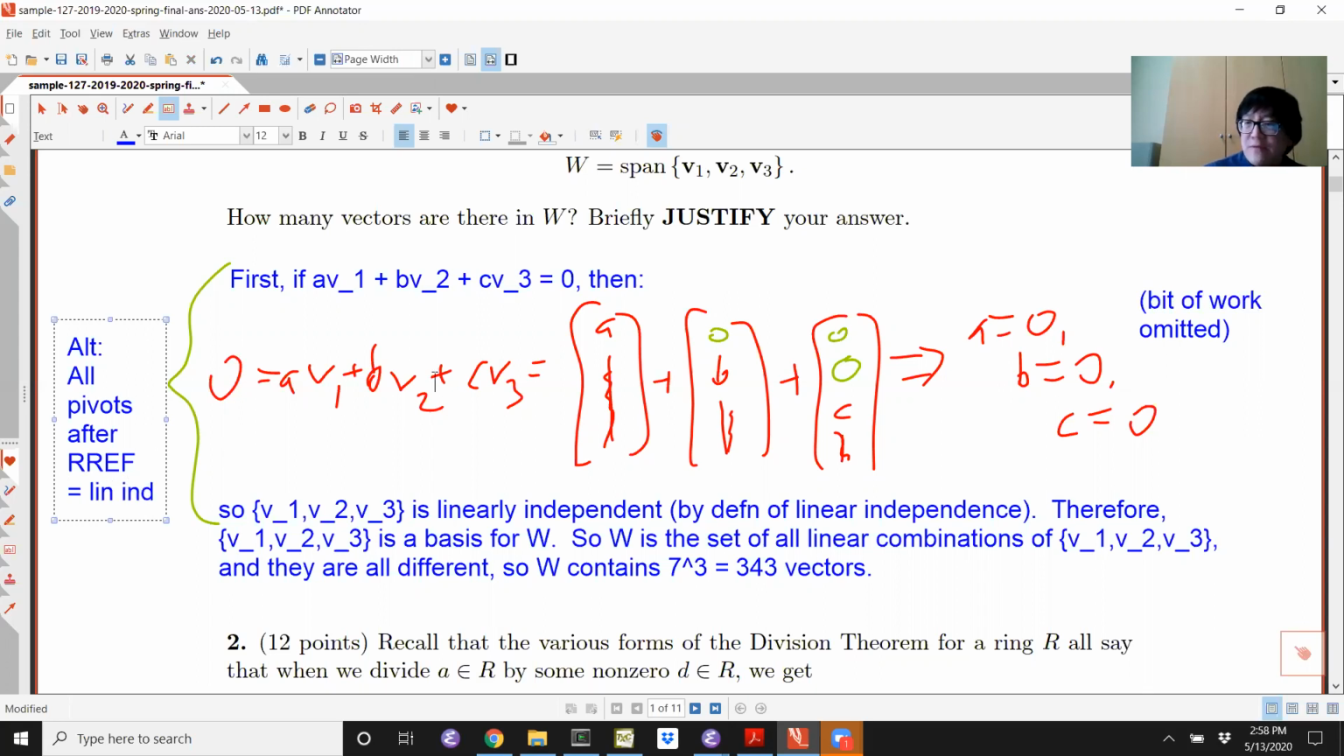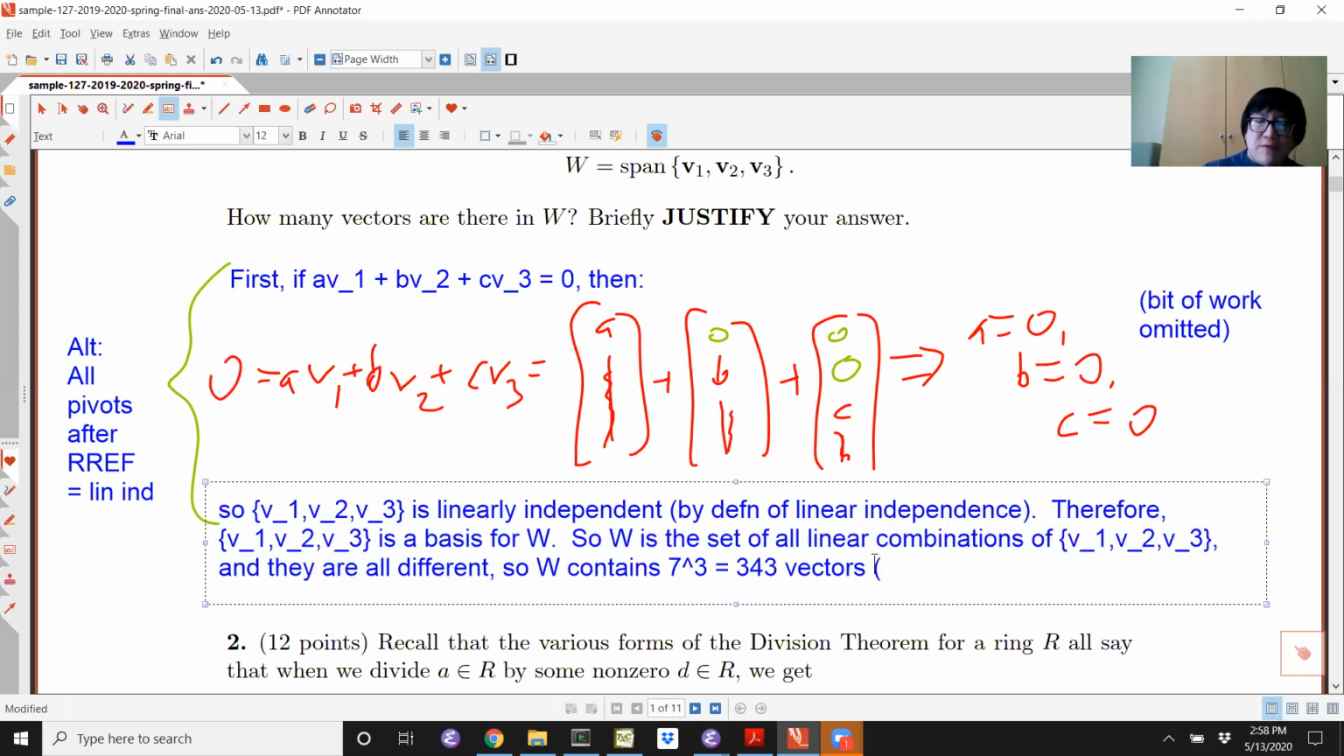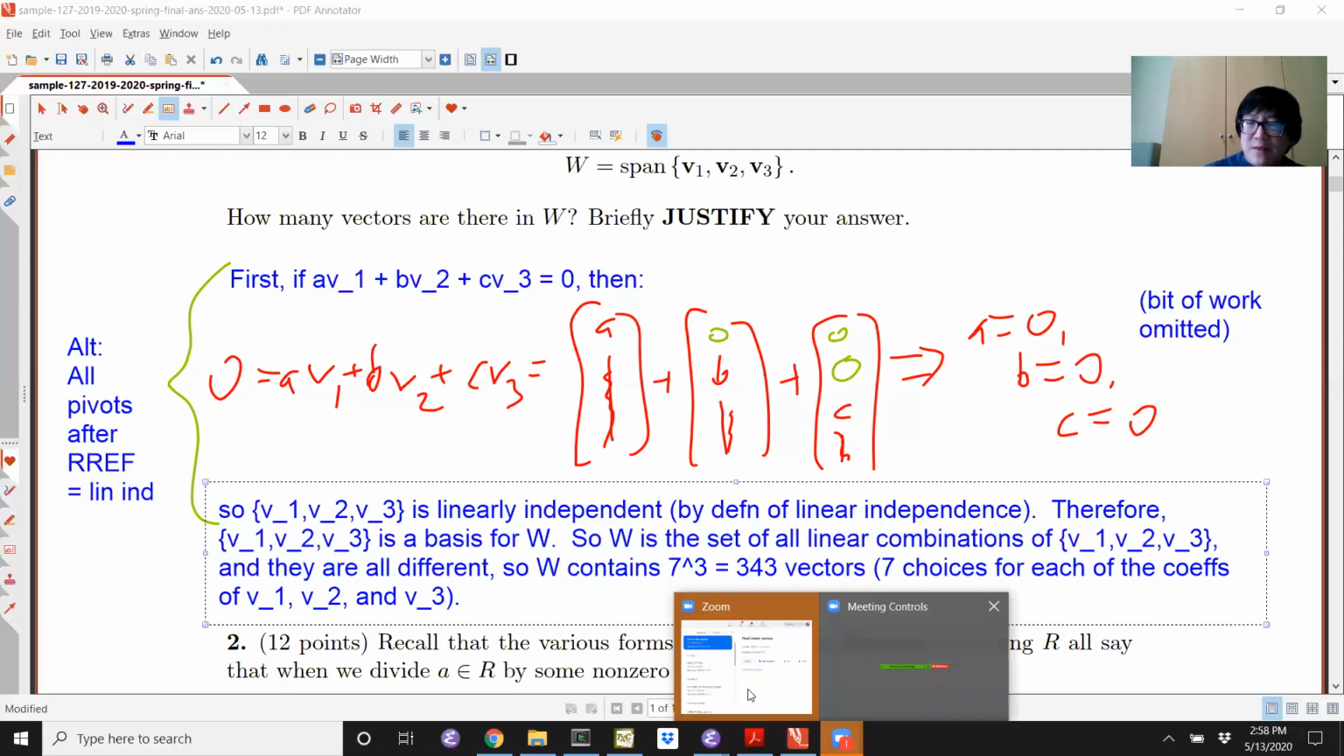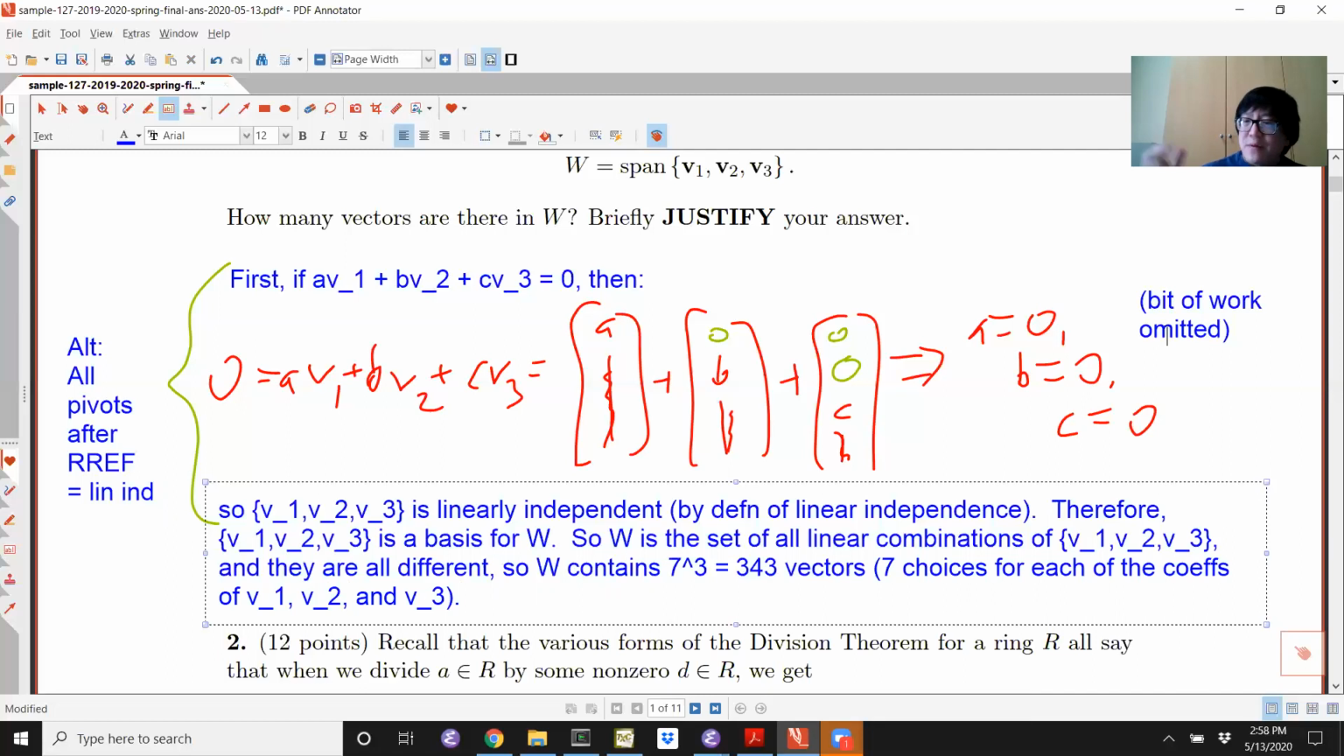Okay, yeah, great. And John B asks the question: how did I get 7 cubed? Well, let me write that in. So 7 cubed equals 343 vectors. You get 7 choices for each of the coefficients of v1, v2, and v3. So having a basis means exactly that. What does it mean to have a basis? That's equivalent to saying that every time you choose different coordinates for v1, v2, and v3, you get a different vector. That's what having a basis means.